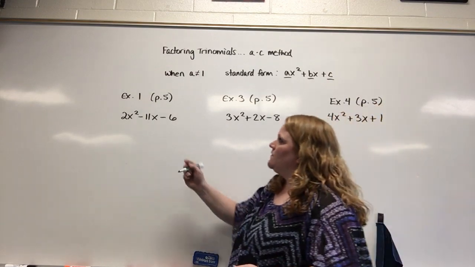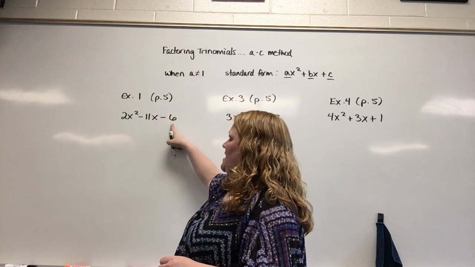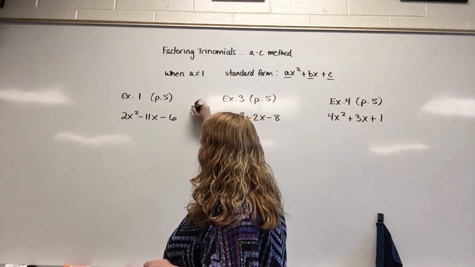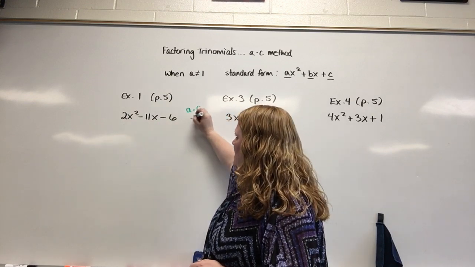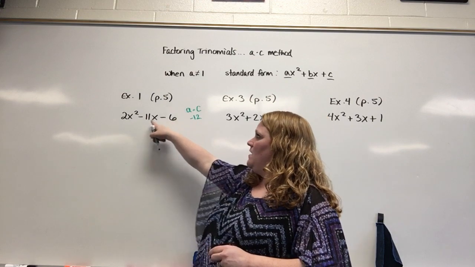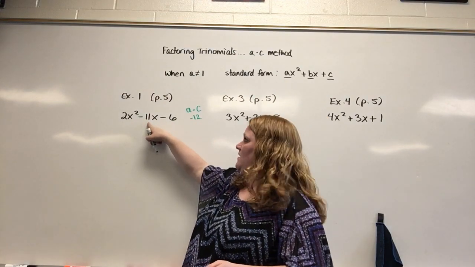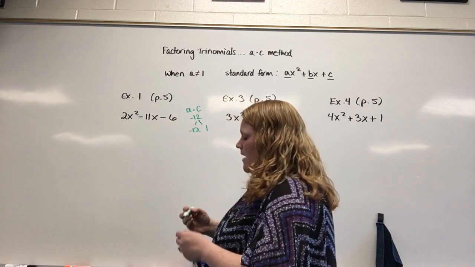All right, so for this first example, it's on page 5. A is 2, C is negative 6. So A times C would be 2 times negative 6, which is negative 12. Well, what can you multiply to get negative 12 that will add together to give you a negative 11 in the middle? Well, it would be a negative 12 and a positive 1.